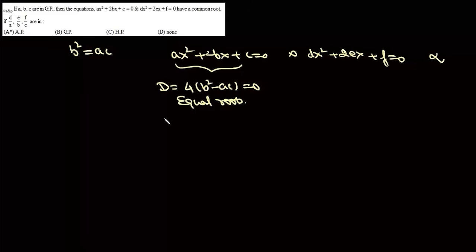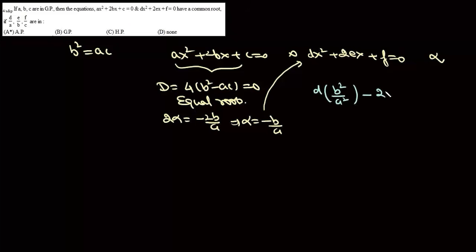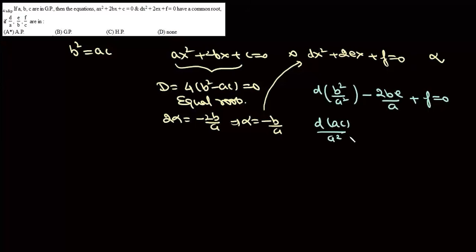Now if it has equal roots, we know that the sum of roots, 2 alpha, will be minus 2b by a, so alpha is minus b by a, and since this is a common root, it will satisfy the second equation. So we can write d b square by a square minus 2 e b by a plus f equals 0. Now we know that b square is ac, so we can write d ac by a square minus 2 e b by a plus f equals 0.